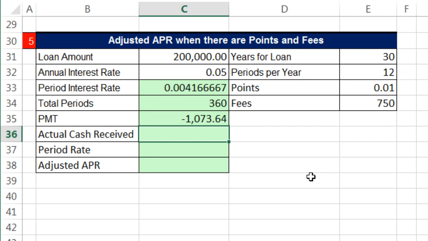Now, actual cash received. This is where we get to figure out actually how much money we got, because that immediately went to someone else for servicing our loan. So 200,000 times, well, it's 99%, 1 minus the 0.01, and we could highlight this and F9 it and see, yeah, sure enough, 0.99. So the actual cash received is 99% of that 200,000.